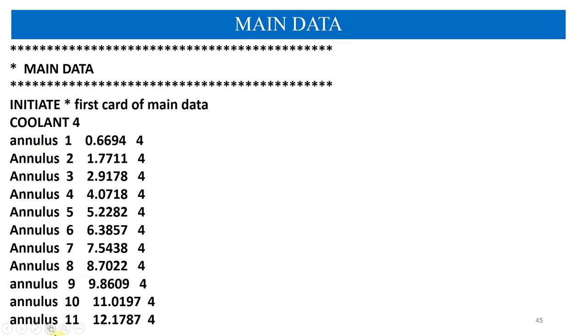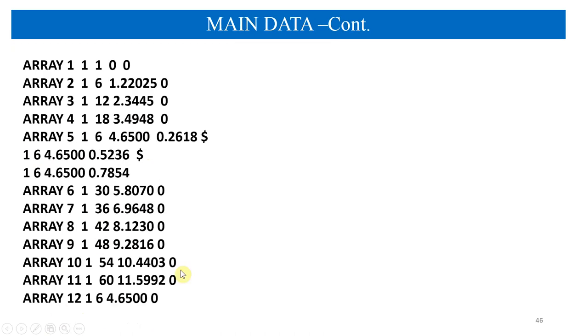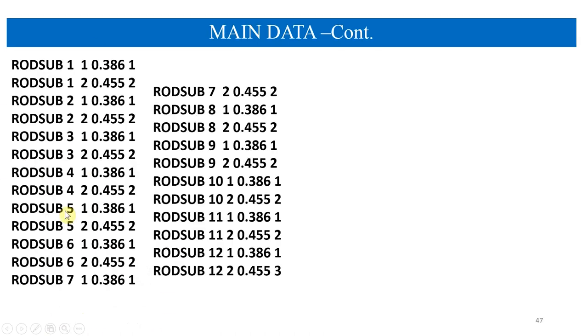in annuli, different annuli with different radii and filled with water. After that, we put arrays. After that, we put root sub, and I put it here in two columns. It should be directly after finishing the first batch. We have to put the second batch directly.